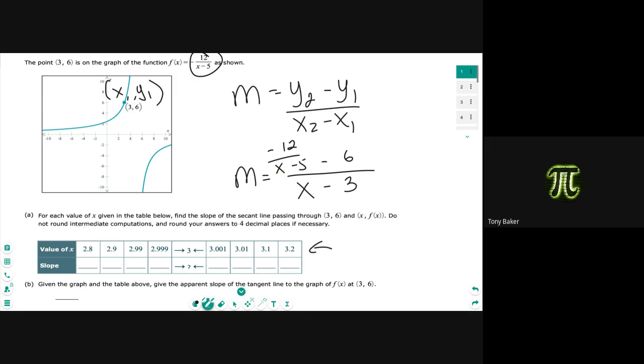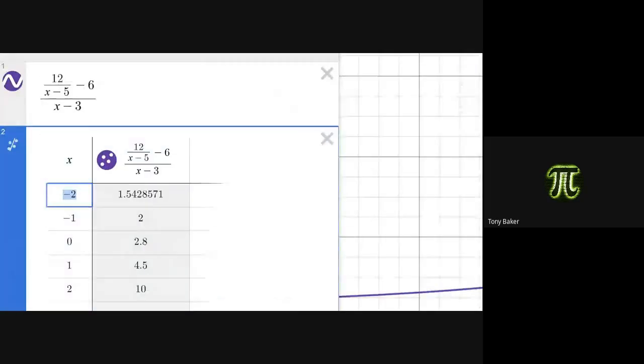Now, you're all like, okay, that's a crazy looking slope formula. You're absolutely right. But it still only has one variable. It's still just x. Because in essence, that's f of x. That's y. The reason we do that is because I can now put that right in Desmos.